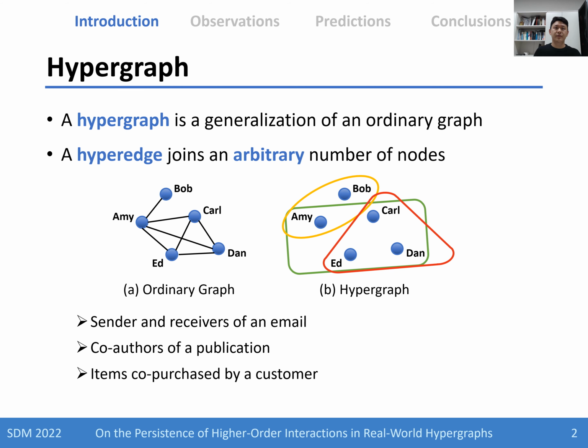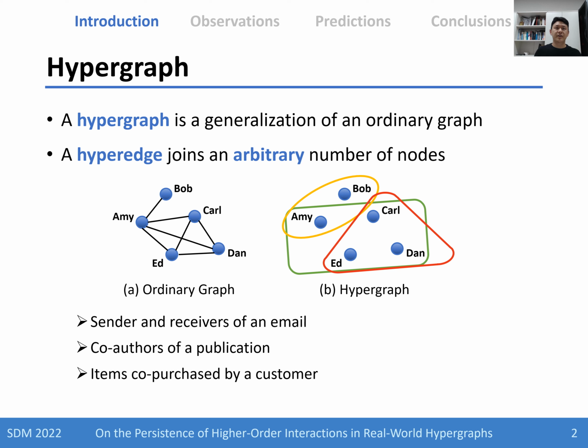Let me get started with an introduction. A hypergraph is a generalization of an ordinary graph. As you can see in these figures, while an edge in ordinary graphs joins exactly two nodes, a hyperedge in hypergraphs joins an arbitrary number of nodes.